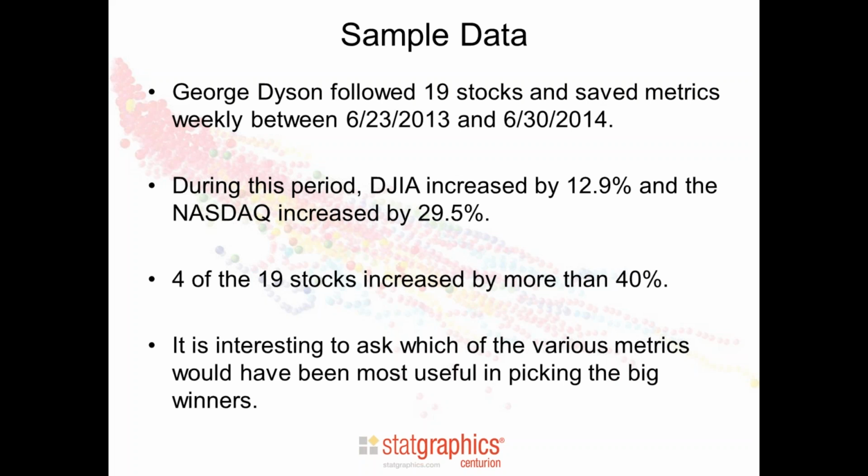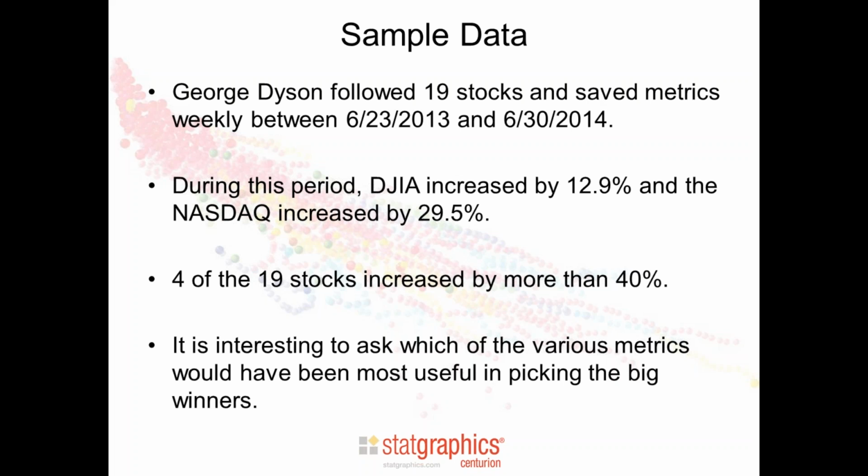Now, this was a pretty good period for the stock market. The Dow increased by 12.9% over that year. NASDAQ increased by almost 30%. In fact, most of the 19 stocks that George was following did well. In fact, 4 of the 19 stocks increased by more than 40%. If you compare the price at June 30th, 2014, it was more than 40% above what it was at the beginning of the time period a year ago.